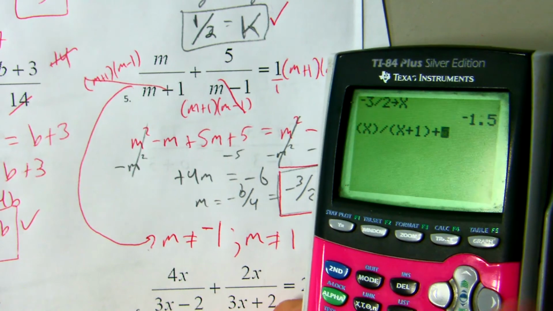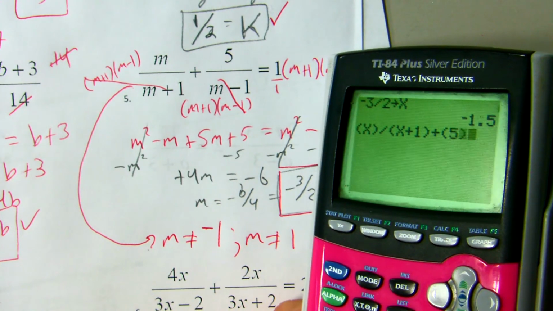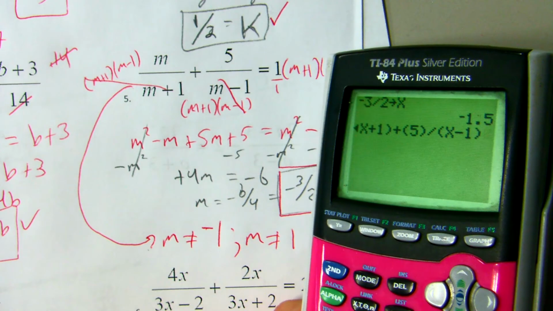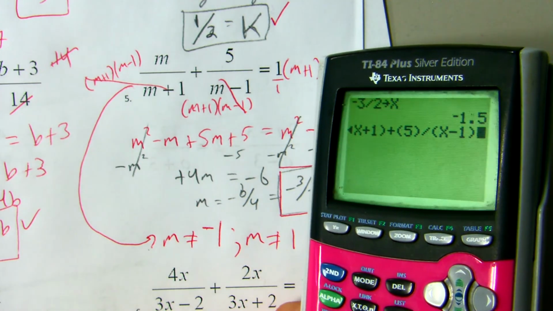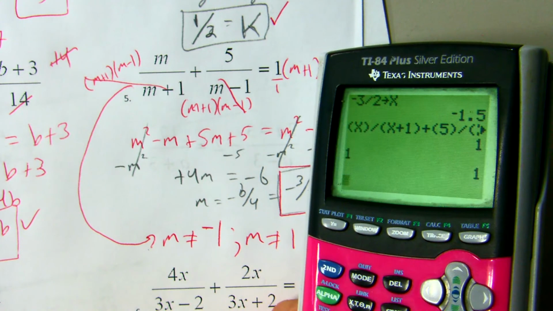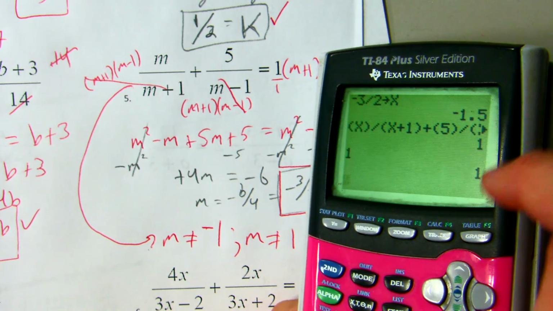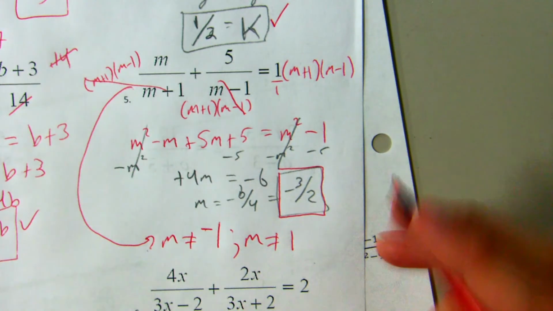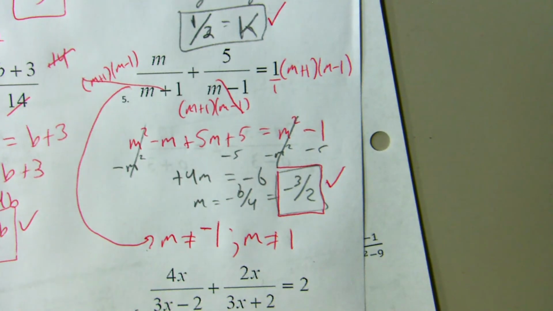It's always a good idea to put parentheses around the numerator and parentheses around the denominator. Sometimes it's not needed, but sometimes it is. And that's what I get for the left side. The right side was already 1, so the left side equals the right side. I don't have to waste any more time on that question. That worked out.